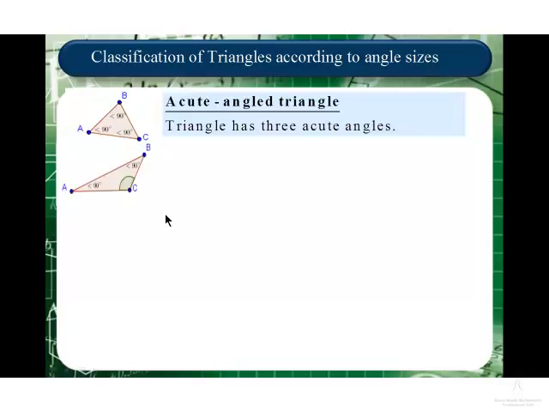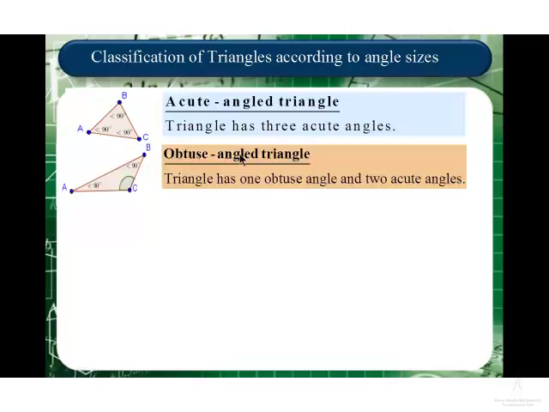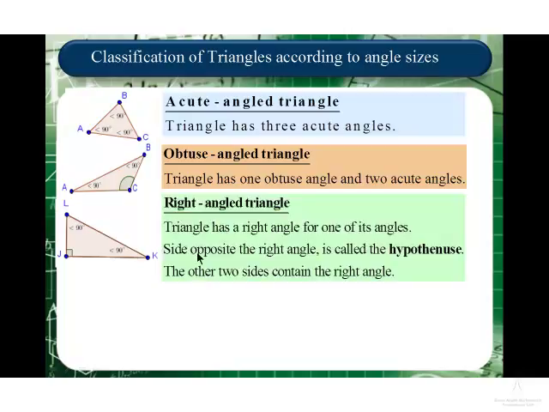The second category will be the obtuse angled triangle. In such a case, the triangle has one obtuse angle and two acute angles. So one angle is greater than or equal to 90 degrees and the other two will be smaller than 90 degrees, as indicated. In the third case, we have the well-known right-angled triangle.